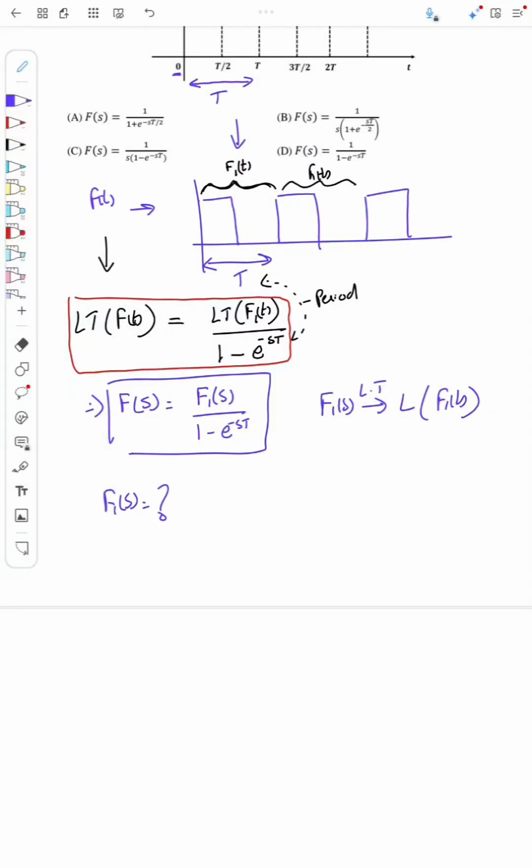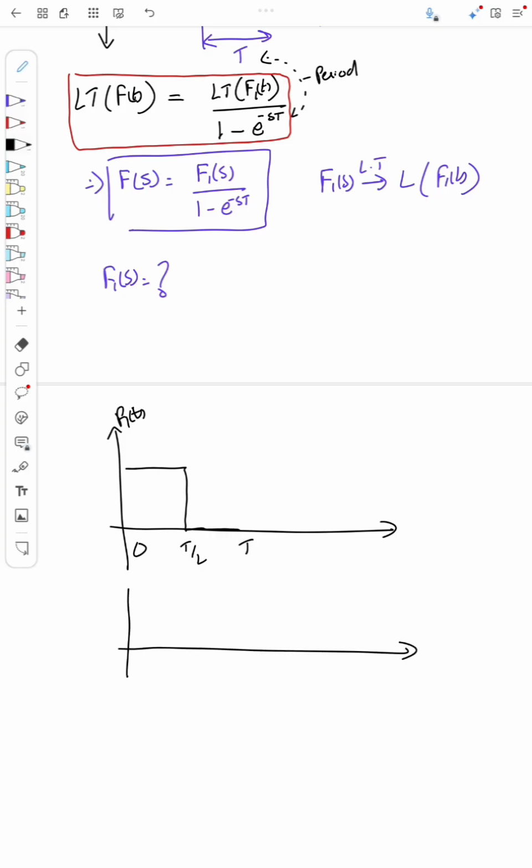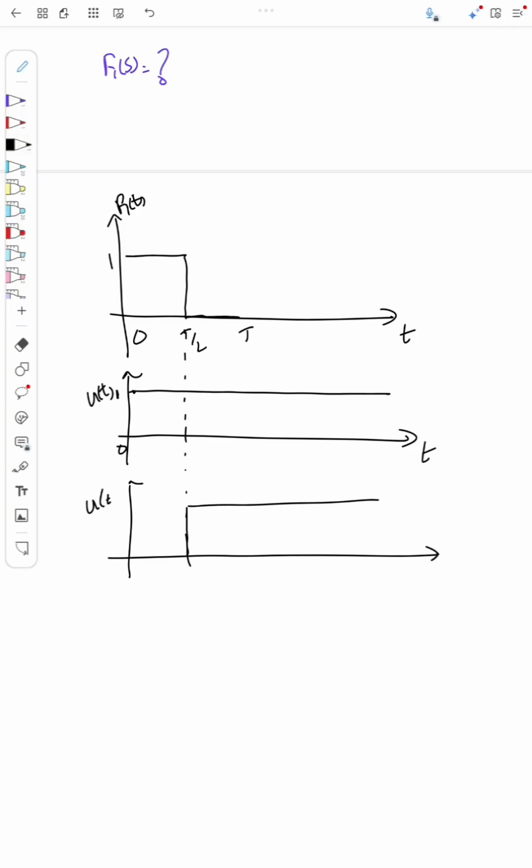So let us take this f1(t) signal. I will draw it here again. So this is the signal, from 0 to T, with T by 2 marked. So this is f1(t), and I can split this and write it as u(t), with the maximum value 1, and this is u(t minus T by 2).